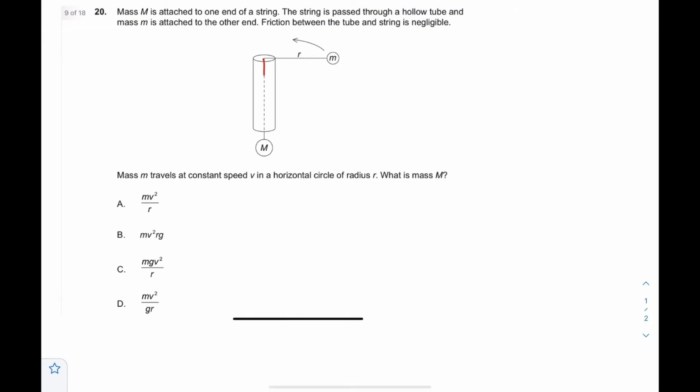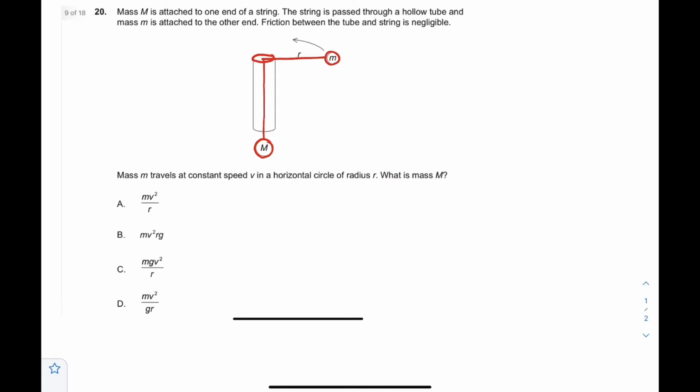So this is the string and at the end of the string there is the mass capital M. The string is passed through the hollow tube and the small m is attached at the other end, okay. So this is the hollow tube and at the end of the hollow tube there is the small m mass that is attached. The friction between the tube and the string is negligible, okay.